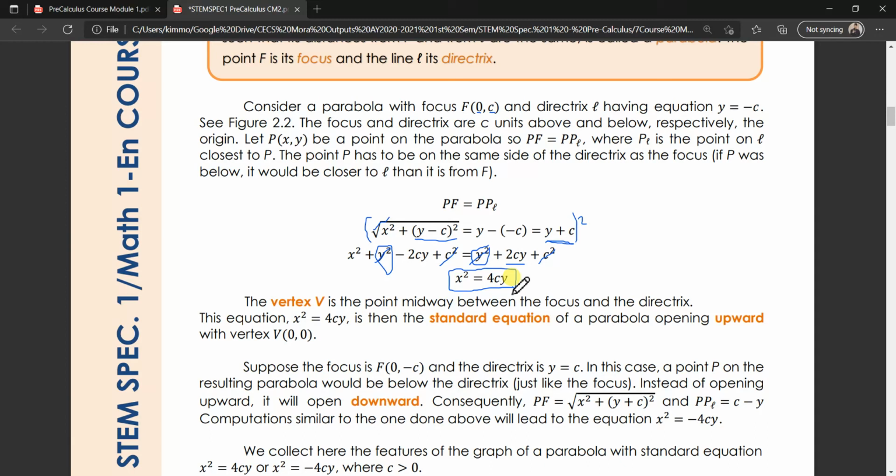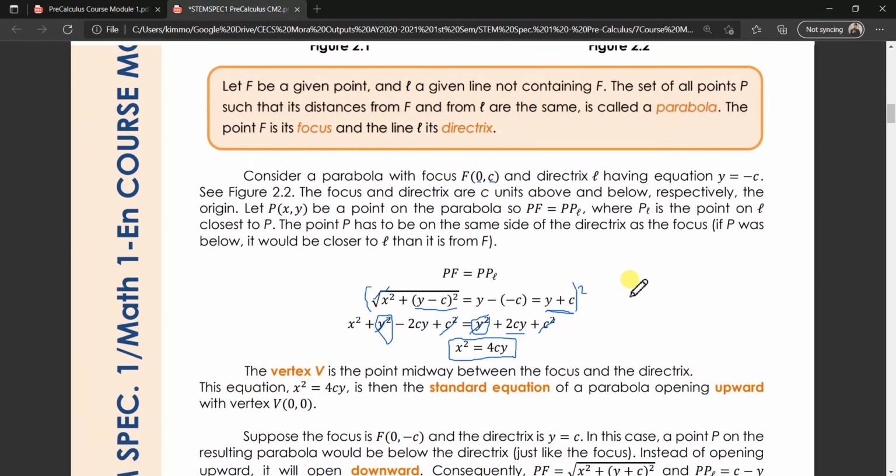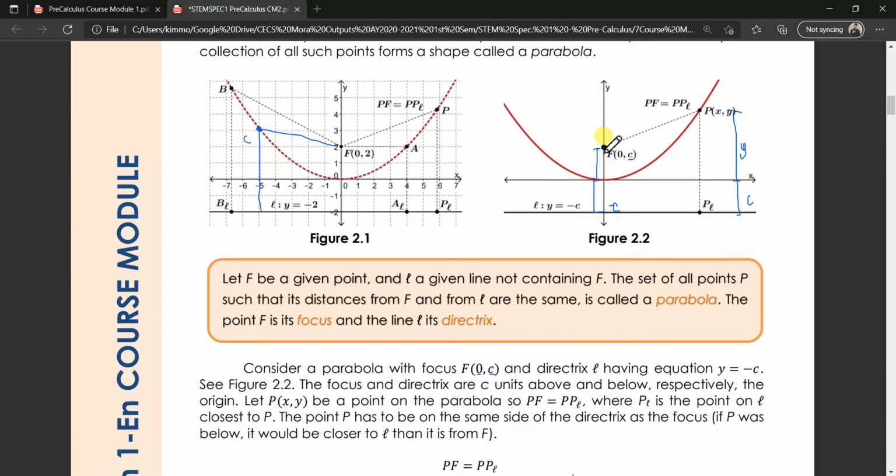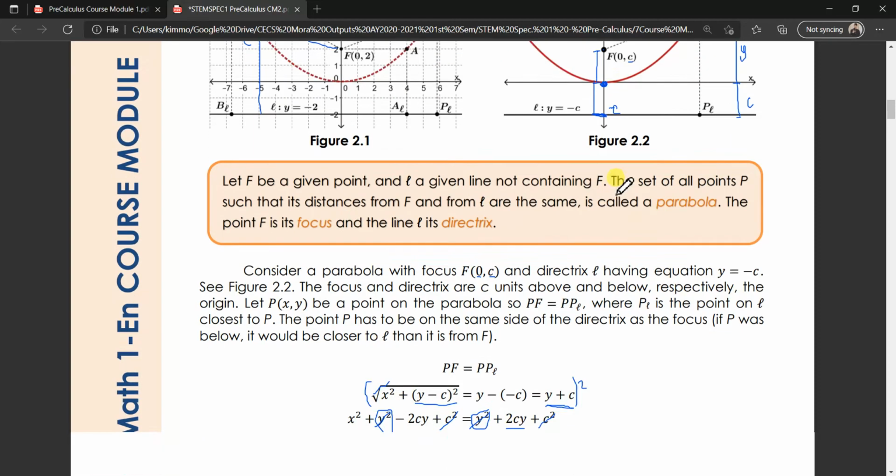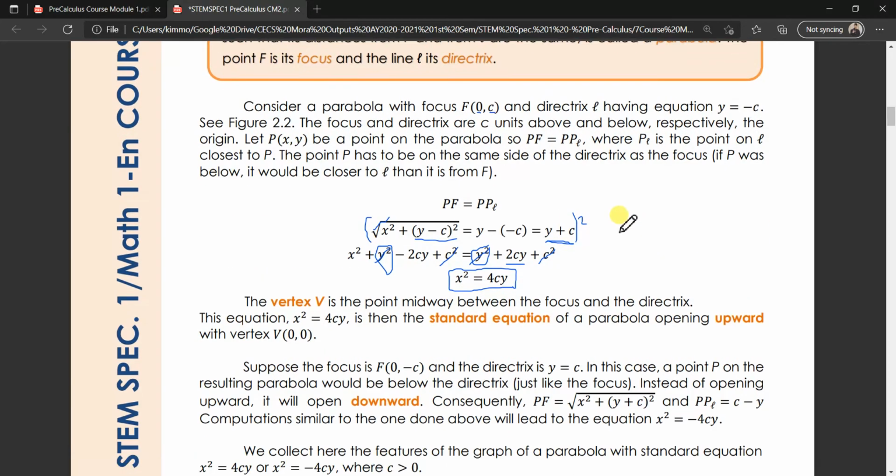So the vertex V is the point midway between the focus and the directrix. So siya daw tong tunga-tunga sa tong focus. Again, our focus is at point F, and our directrix is the line y is equal to negative c. So si vertex daw malocate siya sa midpoint, sa tunga-tunga ani niya. So ang distance ani is equal to c, ang distance ani niya also is equal to c. So si vertex located siya diri. So that is the very center, or the midpoint of your parabola.